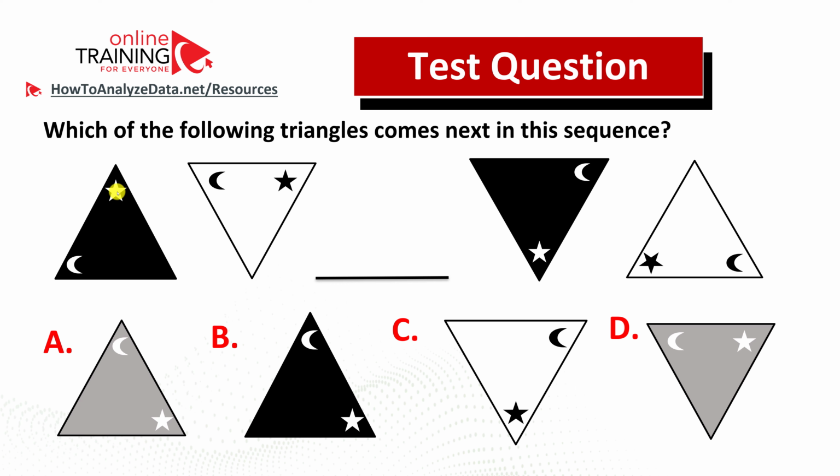So you see moon and star in the leftmost triangle, then you see moon and star on the top, then you see moon on the top and star at the bottom, and then you see both of them, moon and the star, at the bottom of the triangle. So now let's jump to the solution.